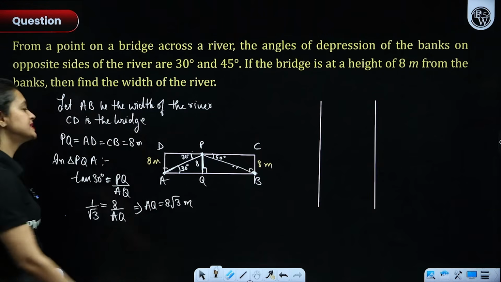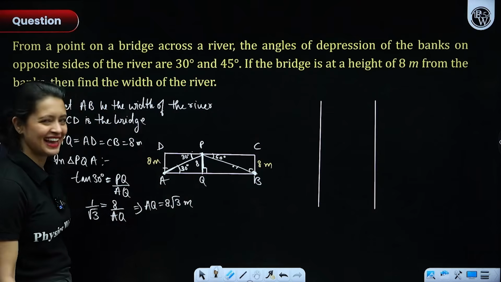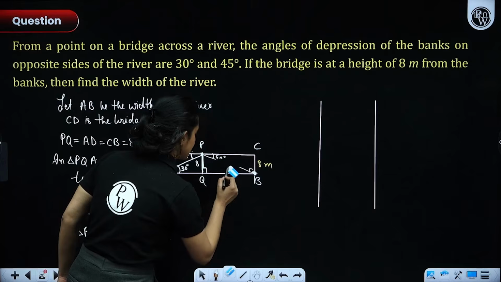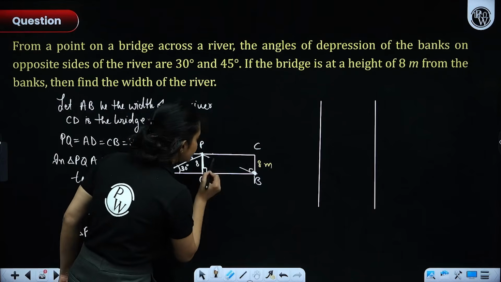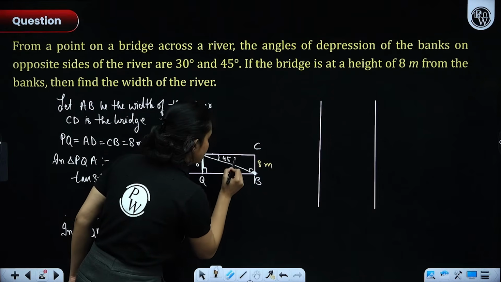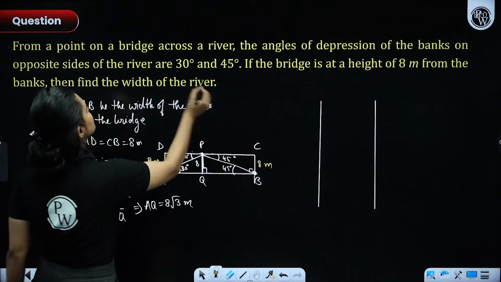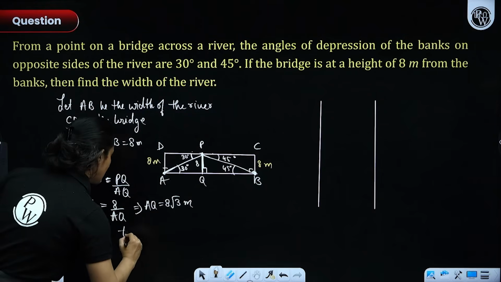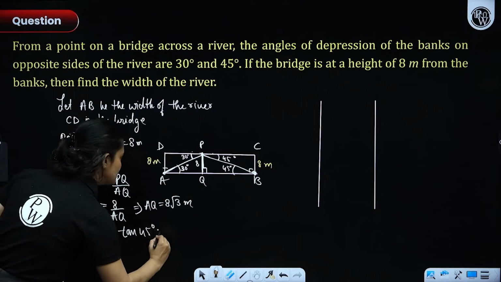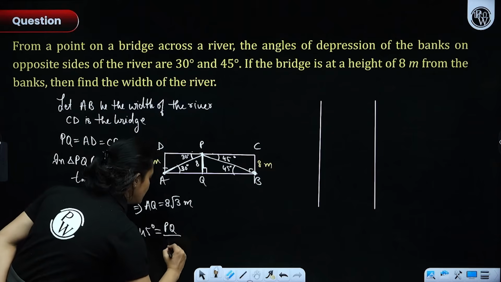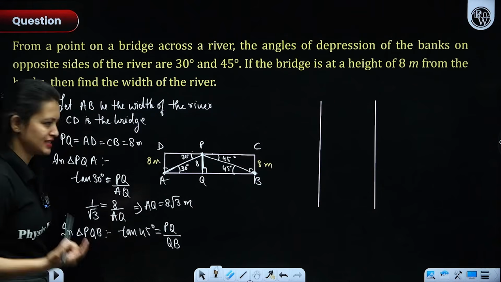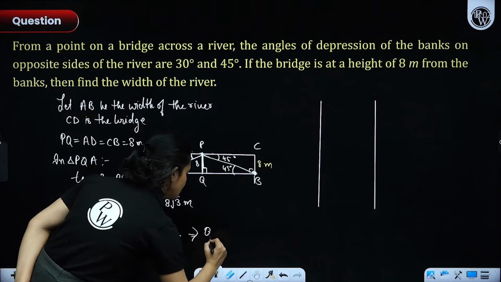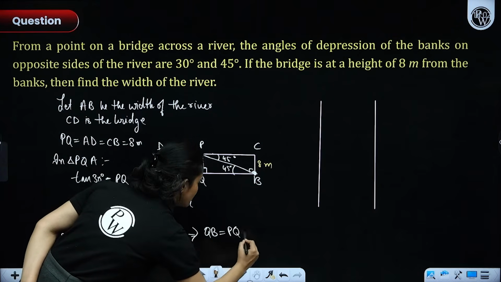Similarly, can you not figure out QB? Very easily you can, right? Now in triangle PQB, we have made a very small mistake, guys. This angle here was not 60 degrees. This was 45 degrees. I am so sorry. One angle was 30, another one was 45 degrees. Okay, no worries. In triangle PQB, tan of 45 degrees is equal to PQ by QB. Now we already know that tan 45 degrees is 1. So PQ and QB are both equal. So that means this QB here will be equal to PQ here, which will be equal to 8 meters.